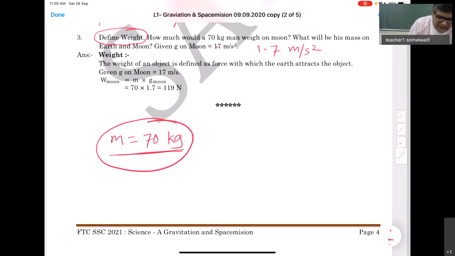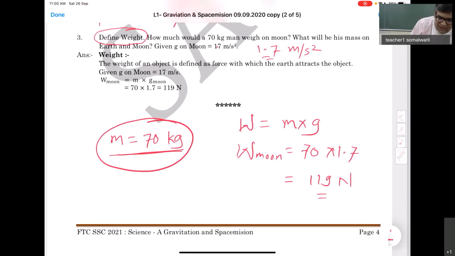Now, what about the weight? We know that weight is the product of mass and acceleration due to gravity. Acceleration due to gravity on the moon happens to be 1.7. That means the weight on the moon will be equal to mass, that is 70 kilogram, multiplied by 1.7, the acceleration due to gravity on the moon. This comes out to be around 119 newtons. That means the weight of that object on the moon is 119 newtons.